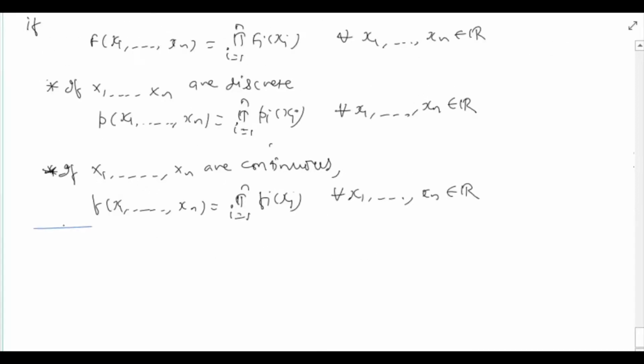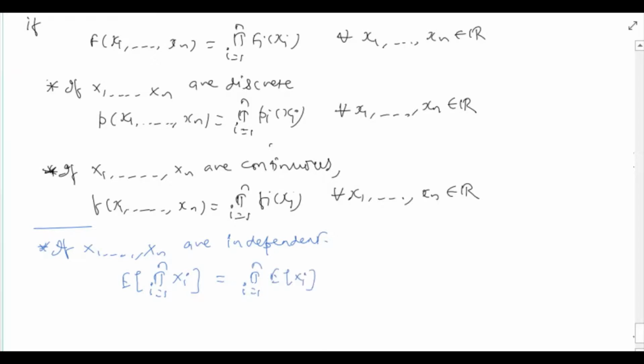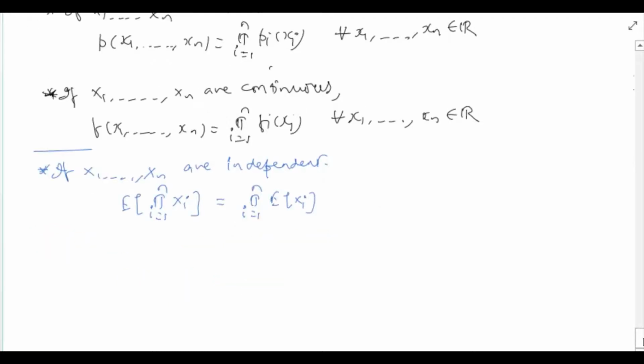Here is a property of independent random variables. If x1 dot dot dot xn are independent, then the expectation of their product, that is the expectation of this product random variable, is the product of expectations, the product over i equals 1 to n of expectation of xi. Let's see an example to see that independence is required for such a condition to hold.